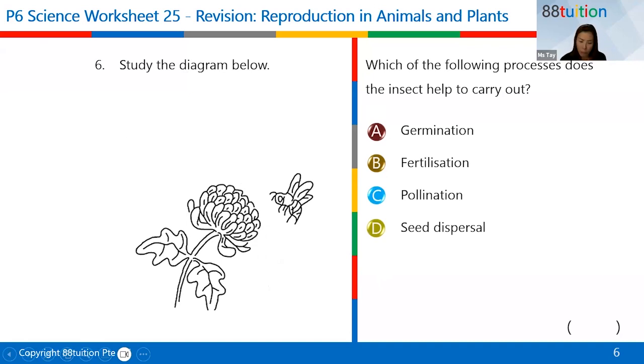Question 6. Study the diagram below. So you have a flower, you have a bee. Which of the following processes does the insect help to carry out? Quite straightforward. I think nobody got it wrong, except one person. So the answer is pollination. Insects only help in pollination. It's not their job. It only happens by chance. When they are trying to get the nectar, pollens will actually land on their body, and then they carry the pollen to the stigma of the other flowers.